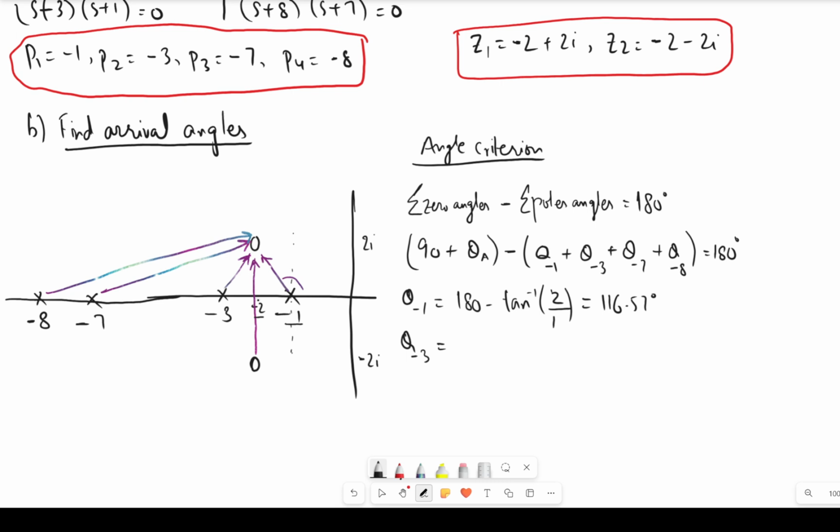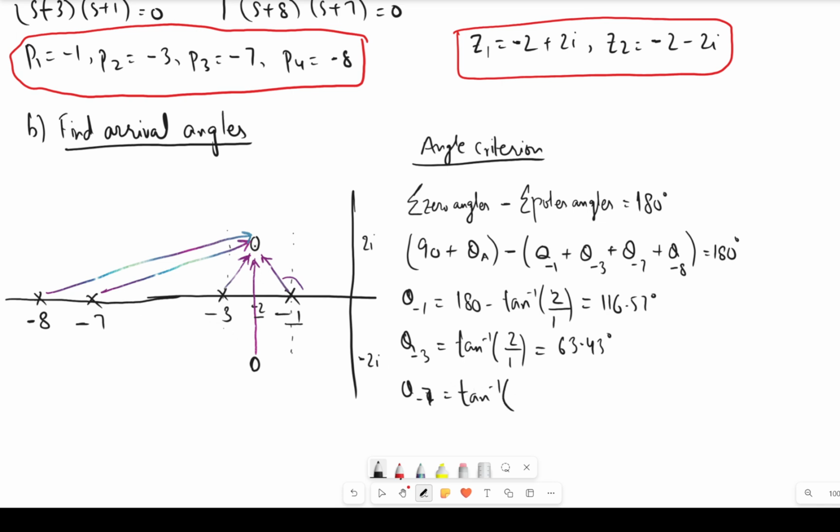Then theta -3 is equal to, again the height is 2, the x contribution is the distance between 3 and 2, because the x-axis of this zero is at 2, so 3 minus 2 is 1. But in this case the angle is smaller than 90 degrees, so we will not put the 180 for this angle. We'll write straight away tan inverse y by x, which means 2 by 1, is equal to 63.43 degrees.